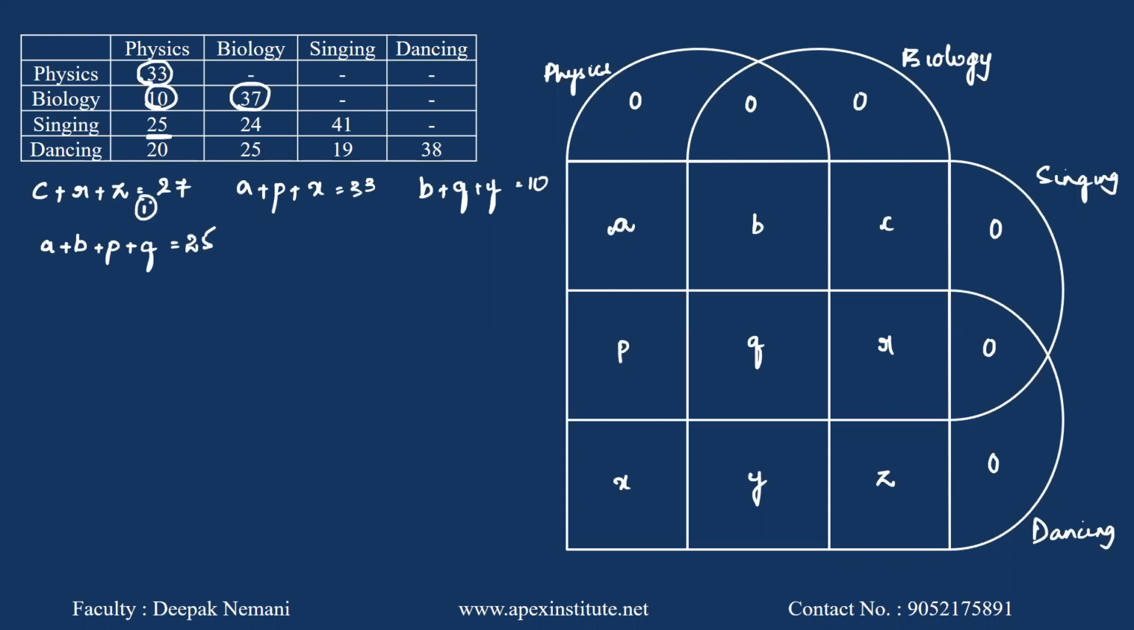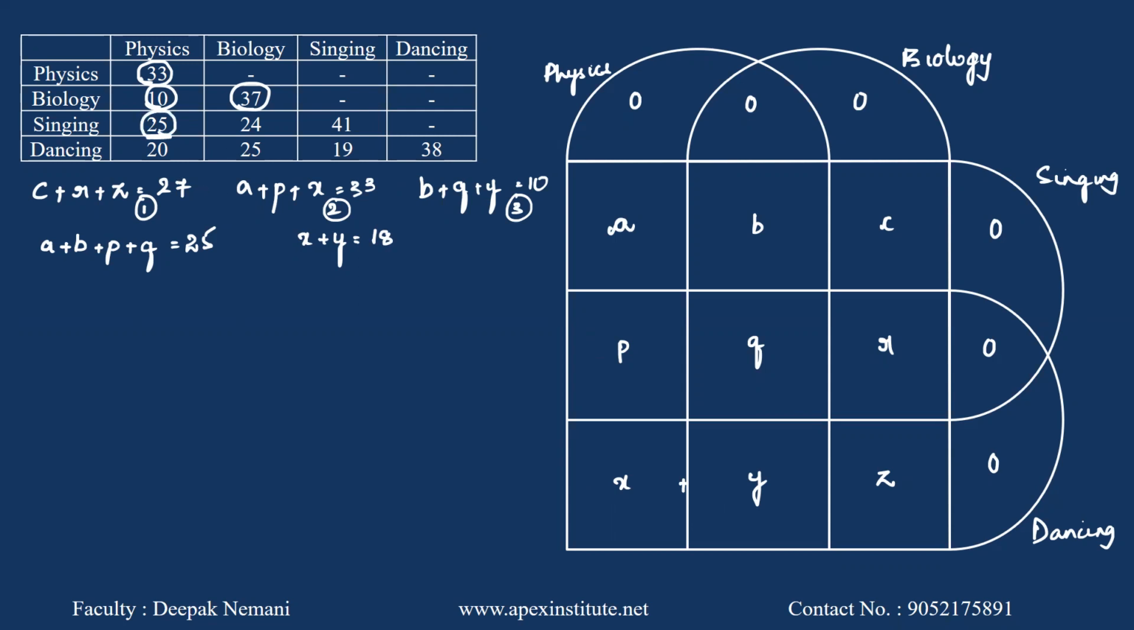Now let this be equation 1, let this be equation 2, let this be equation 3. Now 2 plus 3 minus this. If I add these two, we will be having A plus B plus P plus Q, which is equal to 25. So X plus Y will be equal to 43 minus 25, 18. So the sum of these two is equal to 18. Now we have one more equation in terms of X and Y. Now we have considered this.